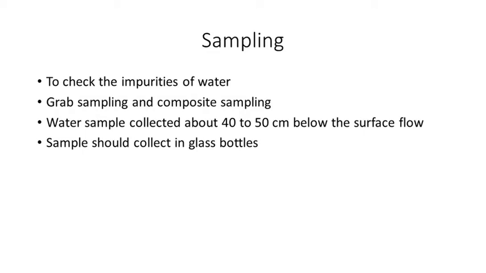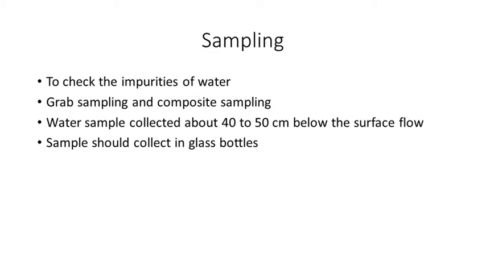Basically there are two methods we use for sampling: grab sampling and composite sampling. Grab sampling is just the collection of a sample from a single point and at a single source. Composite sampling is the collection of samples over a period of time, after 2 hours, 4 hours, 6 hours, 8 hours, and we mix those samples together so you get a homogeneous mix, which indicates the average characteristics of that water. Mostly we prefer composite sampling for laboratory purposes, for accurate results, and for the design of a water treatment plant.